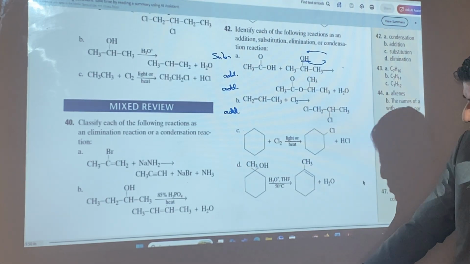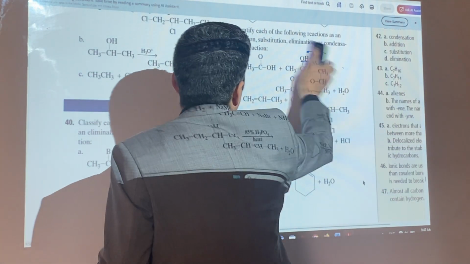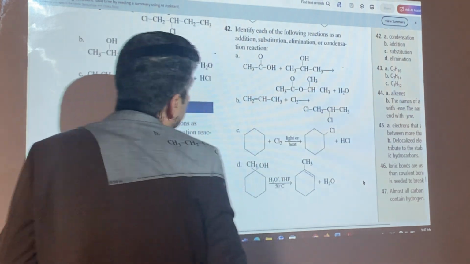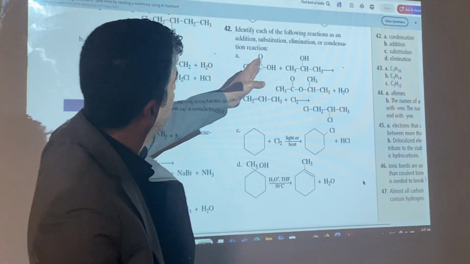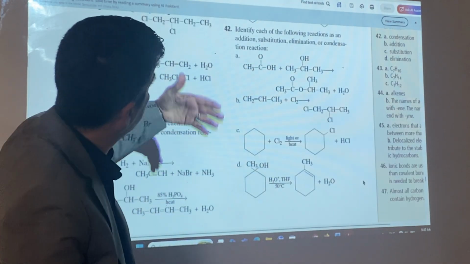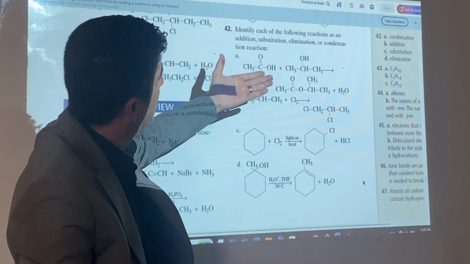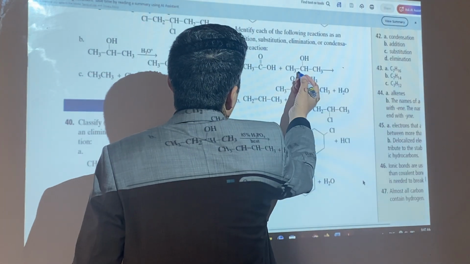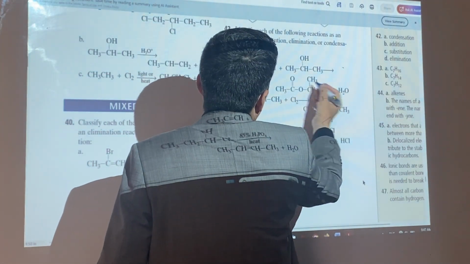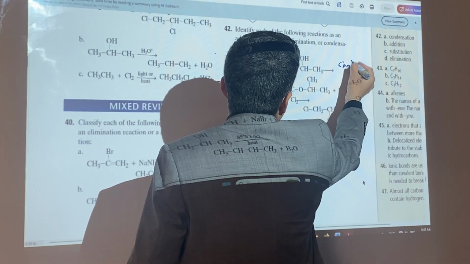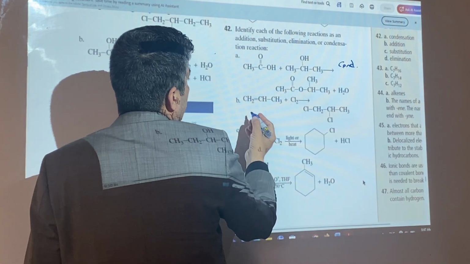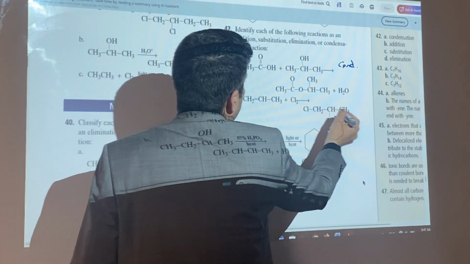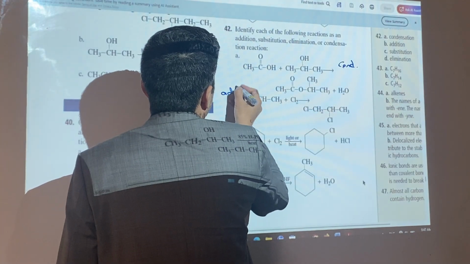Second, we have also some reactions. We will try to identify the type of these reactions. Identify each of the following reactions as addition, substitution, elimination, or condensation reactions. The first one, we have two molecules combined producing a big molecule with water. We have condensation here. And here we have a double bond changed to a single bond. We have an addition reaction here.